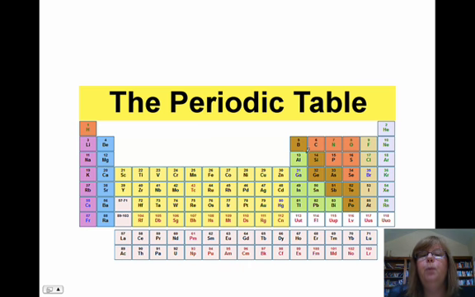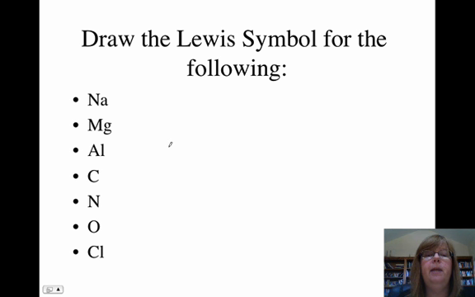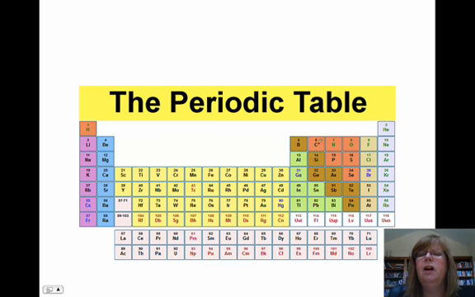Aluminum has 3 valence electrons, so the Lewis dot symbol would be the aluminum symbol with 1 valence electron, 2 valence electrons, 3 valence electrons. Next one is carbon. How many valence electrons does carbon have?